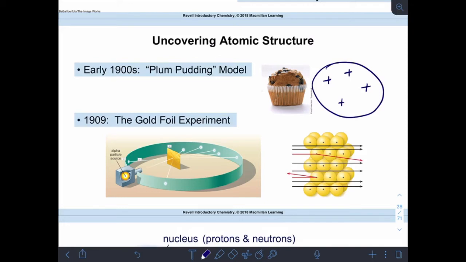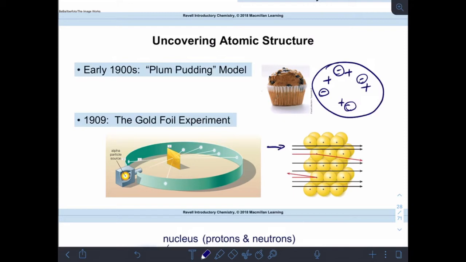Okay, with little particles, they knew about electrons at this point in time, with little particles of electrons floating around in that charge. So they had no idea that there was anything solid inside of an atom. So in 1909, the famous gold foil experiment was conducted. And what they thought was going to happen, if they were basing things on the plum pudding model, is that if they fired an alpha particle, which is basically a helium nucleus, at an atom, it should pass right through, just like it does right here in the top of this image.